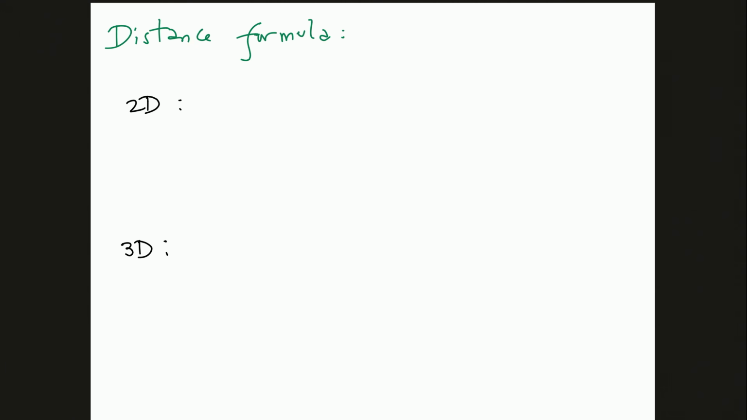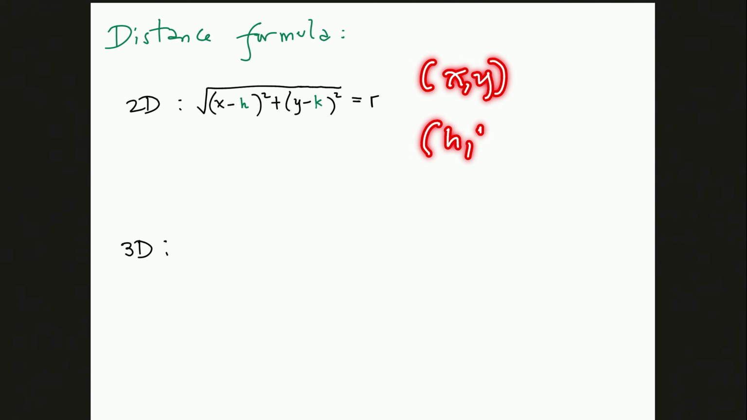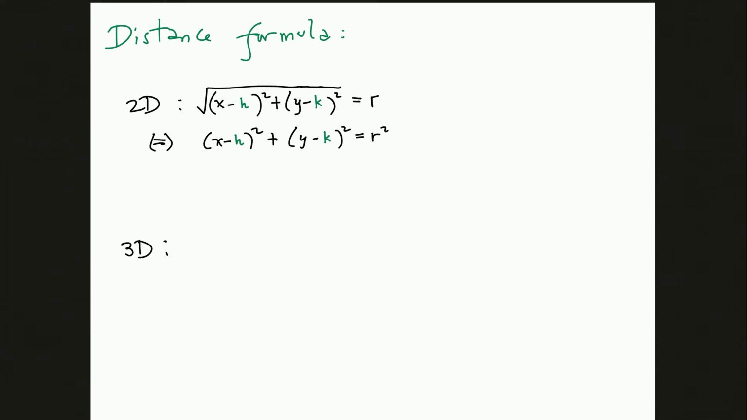Now let us discuss equations that can be obtained by the distance formula in 2D and 3D. Say for example, you have 2D. Then this is the distance between 2 points, the formula for the distance. You are taking the distance between a particular point (x, y) and a particular point (h, k). So suppose their distance is r. If you manipulate this one, taking the square of both sides, you can obtain an equation of a circle with center at (h, k) and radius r.